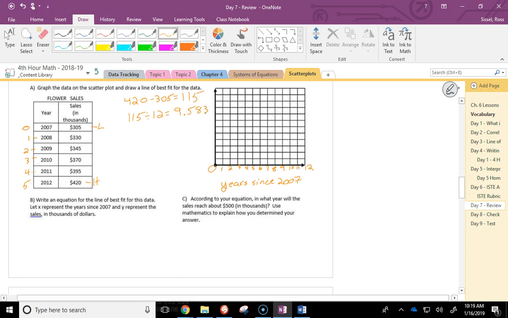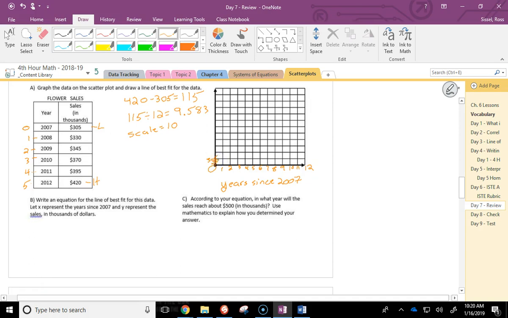Now, are we going to round it? Yeah, we're going to round it. So I'm going to say my scale is going to be 10. Do I start with 10 here? Nope. Very good. Lowest number, 305. Do your squiggly.